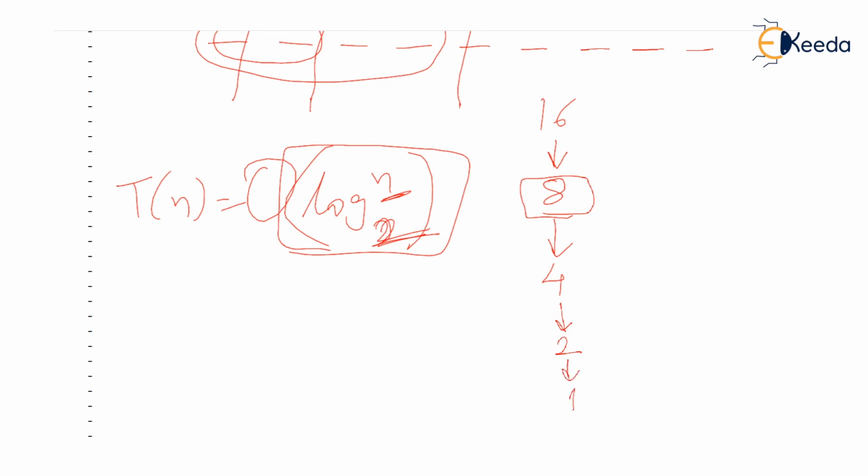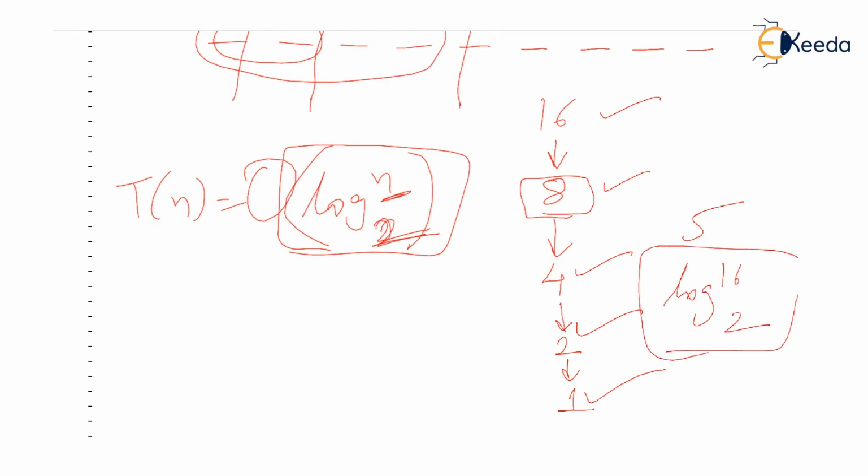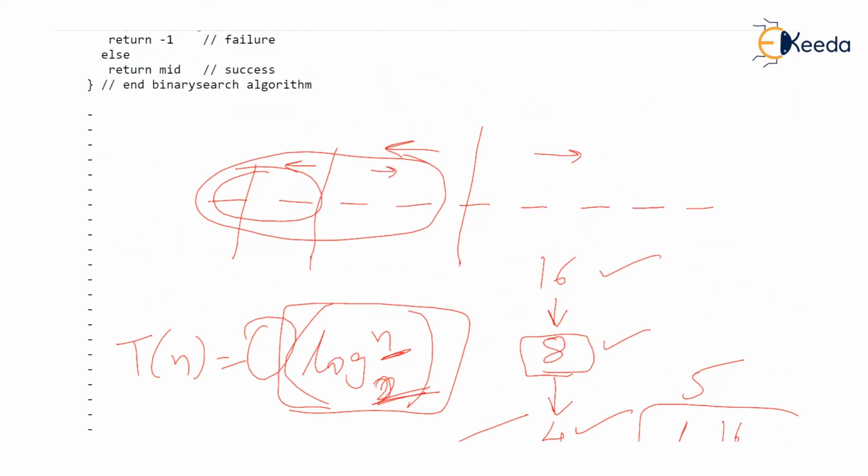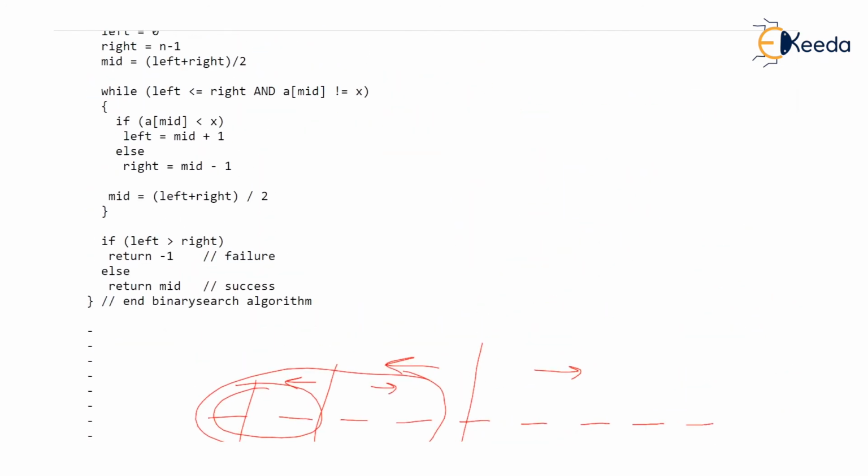So how many times did you divide this array of 16 elements into partitions of equal size? The number of times was 5, and 5 is exactly log of 16 to the base 2, isn't it? So the proof was so easy, isn't it? By the way, the best case, you remember, is always big O of 1, and the worst case of binary search is log of n to the base 2. Thank you very much.